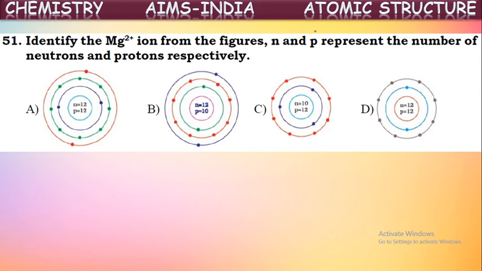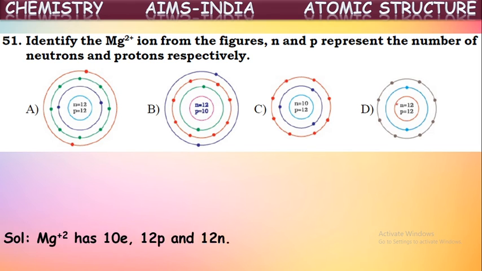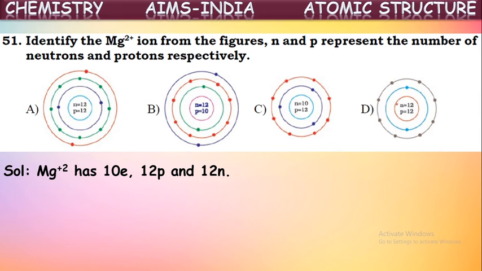Which one is that? Yes, here. This represents 10 electrons in the two shells and 12 protons and 12 neutrons in the nucleus. So this is the correct representation for Mg plus 2. Okay? Yes, because Mg plus 2 has 10 electrons, 12 protons and 12 neutrons. This is correct.